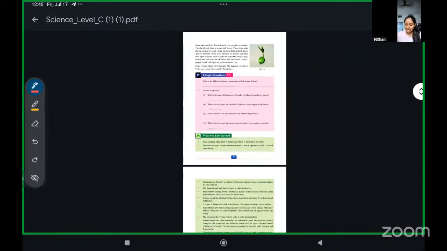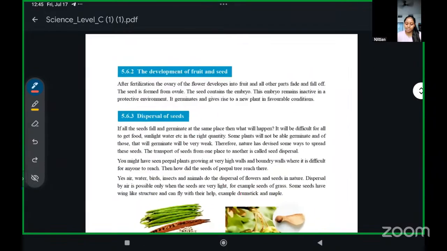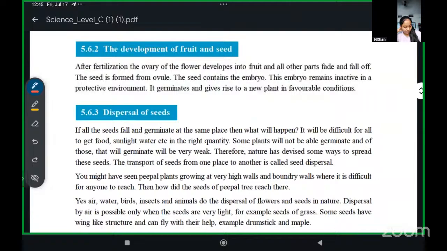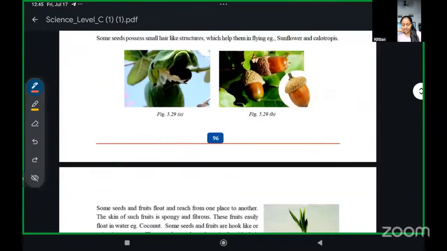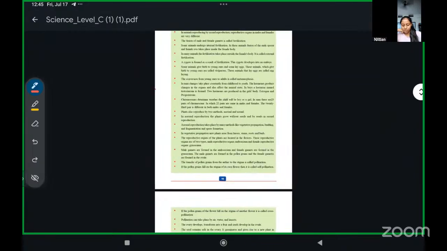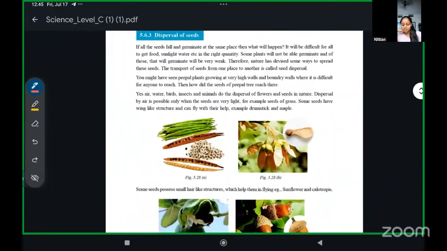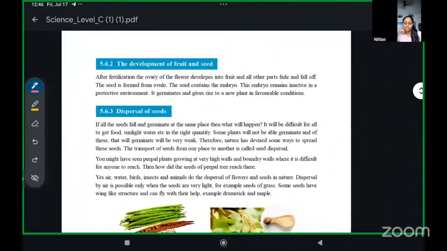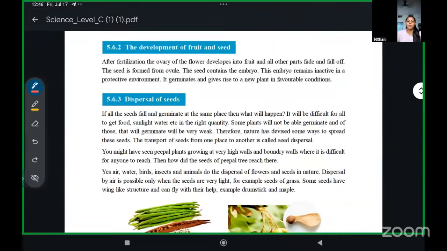Now the last few topics are left of the chapter: development of fruit and seed, and dispersal of seed. That's it. So we will stop here for today.